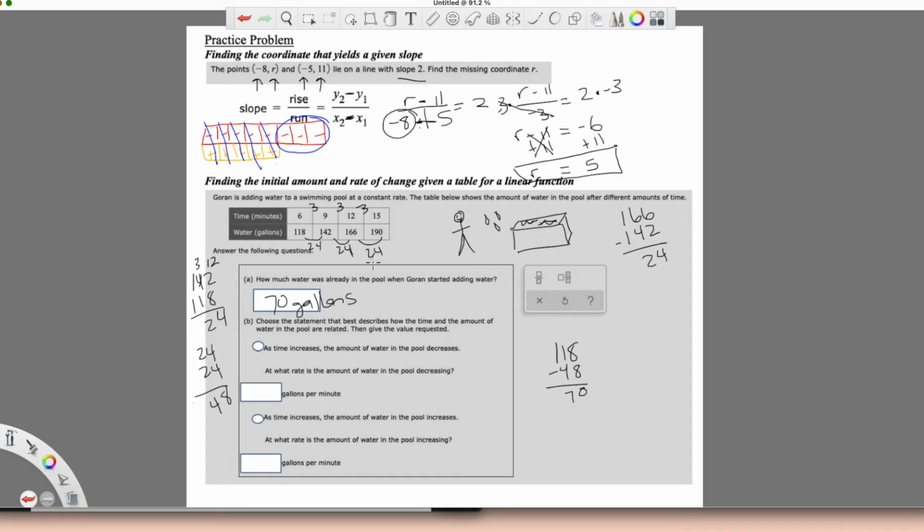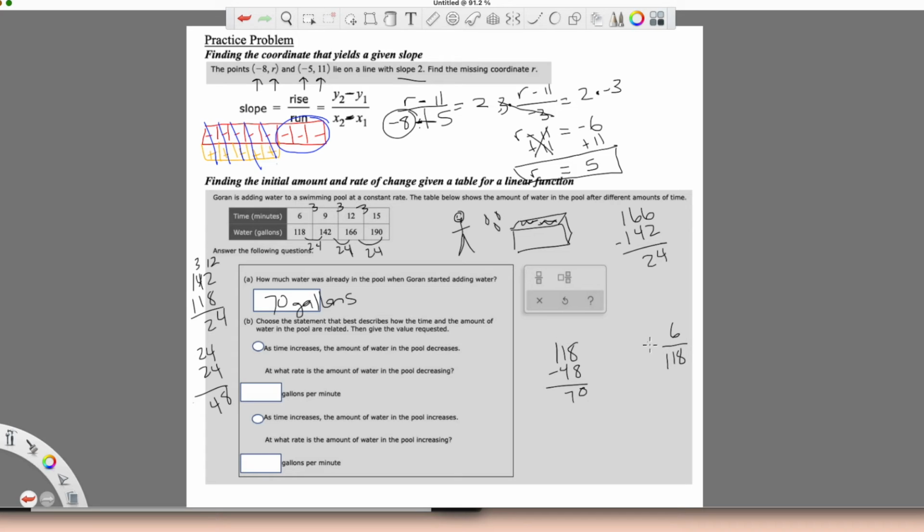So really, I can do the subtraction here and say, okay, I know it's 24 liters every 3 minutes, and I can go, okay, well, 6 has 3 in it 2 times, so it's 48 gallons, and then subtract that from what I know he's at 6 minutes. But I could also take that table, so it's 6 and 18 like this, and I can step it back.